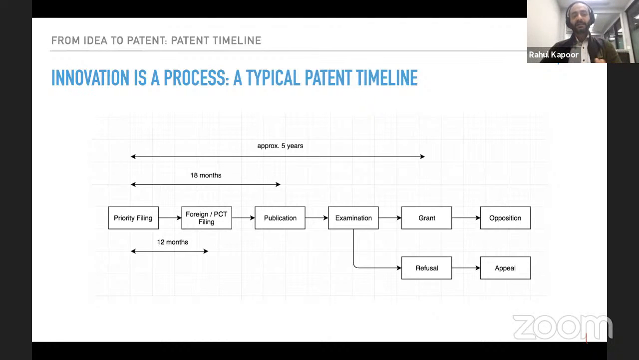Okay, just to also make you understand that innovation is a process and it takes many, many years. It's not a one-shot action. You cannot do it in 1 or 2 years. Even a patent grant takes, on average, up to 5 years after filing. And it can be a refusal also.